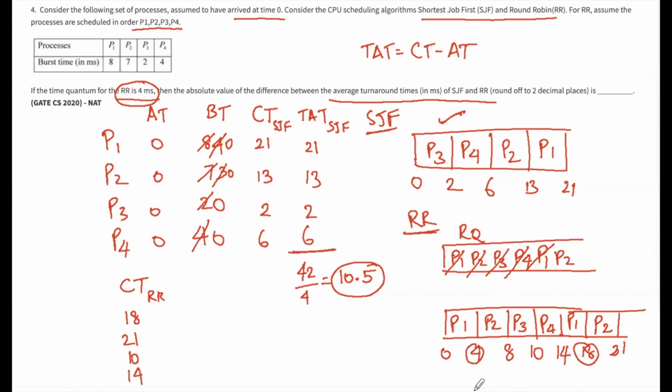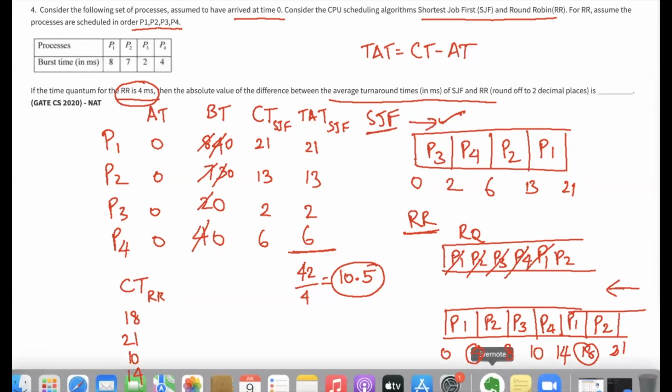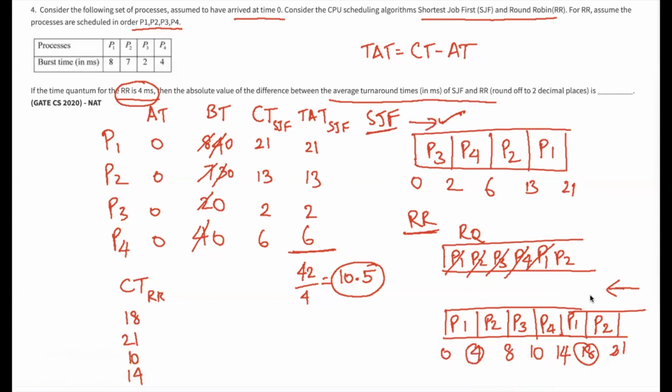Okay. So one shortcut is for preemptive algorithms: you have to see it from the right hand side. Okay. For non-preemptive, you can take it from the left hand side. So yes, this one is preemptive, right? So you see from the right hand side. So P2 completes at 21 milliseconds. Yeah, 21. Next, P1 completes at 18 milliseconds. So 18. Next, P3 gets completed here, right? So 10 milliseconds. Then P4 at 14 milliseconds.